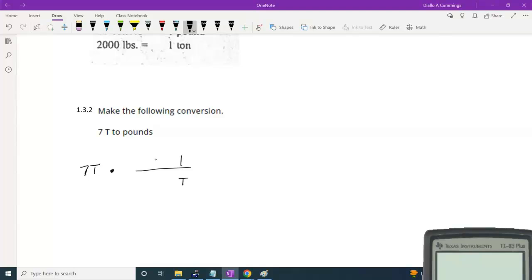I'm going to put pounds in the numerator, and I'm going to write out that conversion: 1 ton equals 2,000 pounds. Once we multiply, our unit of ton will cancel. Notice 7 tons is actually over 1. You can put anything over 1. So now I'm going to multiply straight across. So 7 tons would be 14,000 pounds.